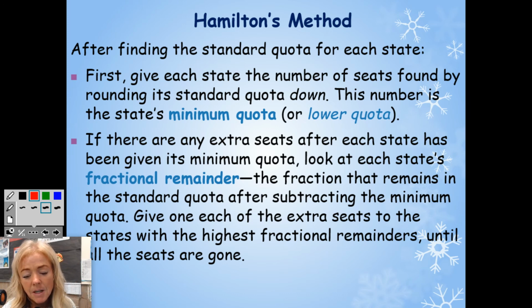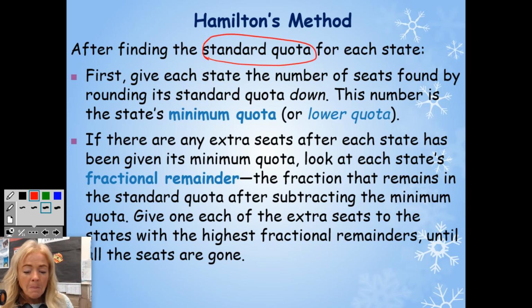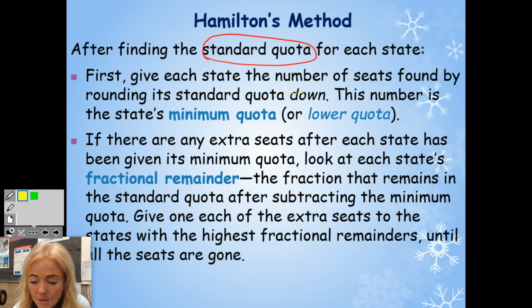So after finding the standard quota for each state, we use Hamilton's method. This is that last step that we were talking about in the last problem. First you give the state the number of seats found by rounding its standard quota down. And again, this is exactly what we just did. I'm just going to go over it.